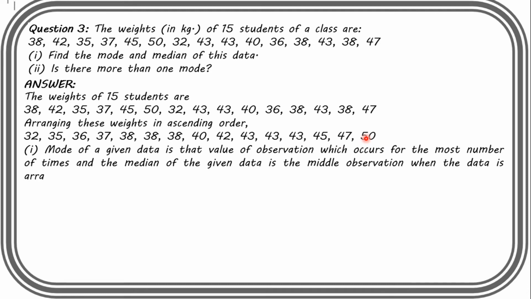Then we already know the definition. I already told you in the previous one. The mode of a given data is that value of observation which occurs the most number of times, and the median of the given data is the middle observation when the data is arranged in ascending order or descending order.